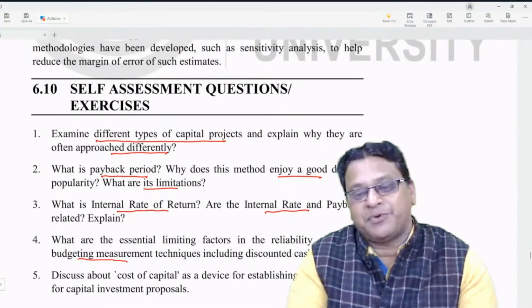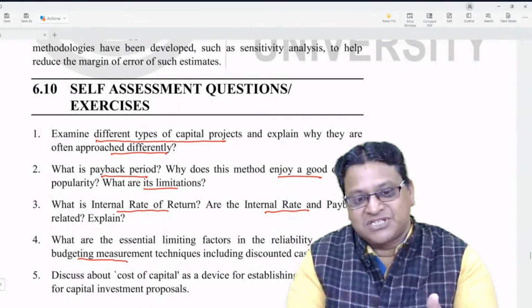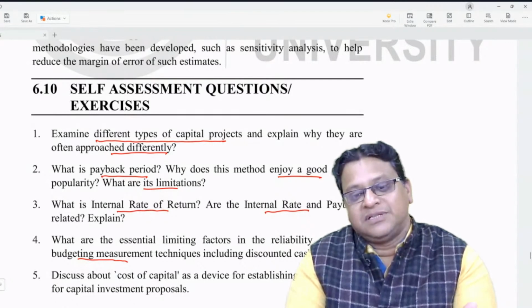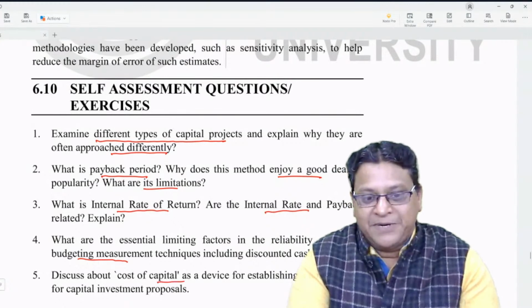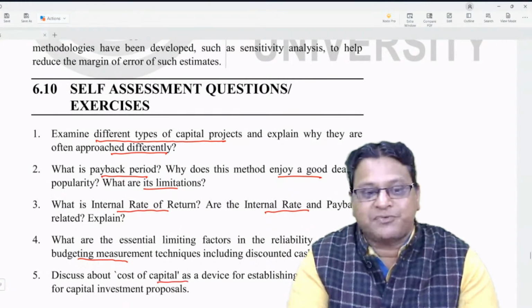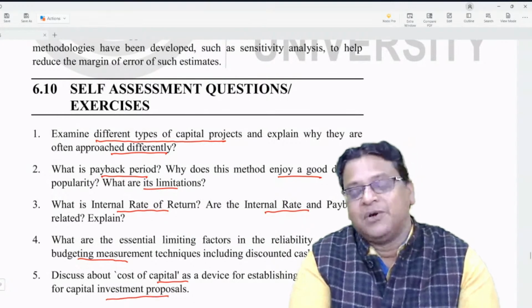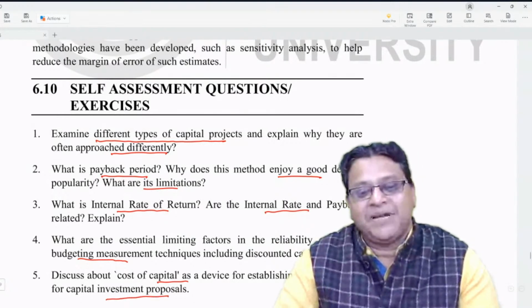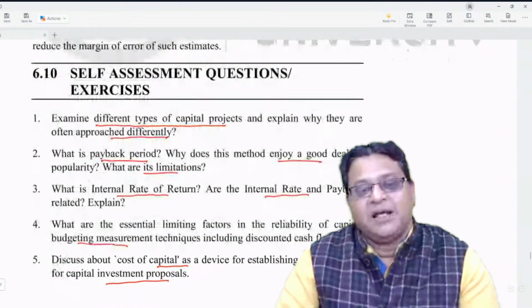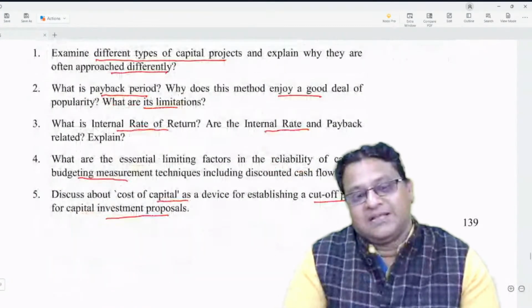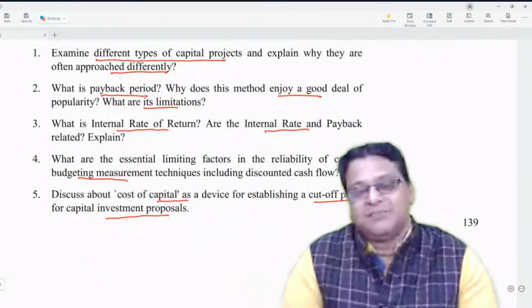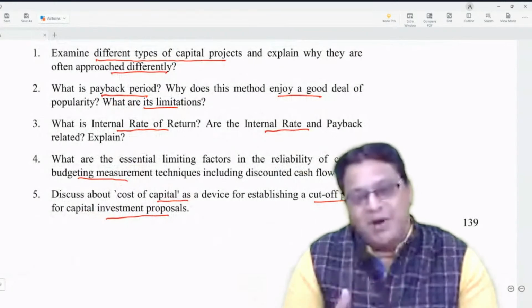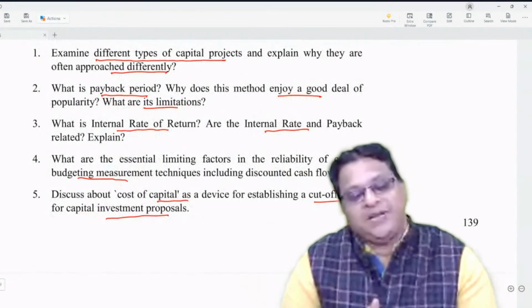Next, what are the essential limiting factors for reliability of capital budgeting measurements? There are 3 things we have to measure. First, investment. Second, cash flows. Third, the life of the project. Discuss the cost of capital as a device for establishing cut-off rate for capital investment proposals. We have discussed that in every capital investment proposal, while calculating modern methods, we have to use a discount rate, required rate, minimum rate. That minimum rate is equal to cost of capital.